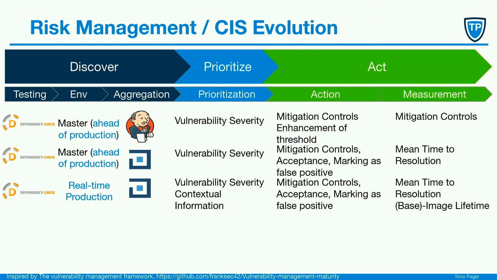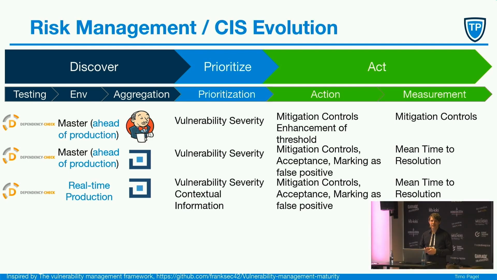So what we have now, when we take a look at the vulnerability management framework, is real-time production, and what we gain from it is that we can now better put the application in context. So I know in which production cluster it is running. Is it something which is only available internally, or is it externally facing? Those are things I can consider when thinking, do I want to mitigate it now or later? Contextual information.